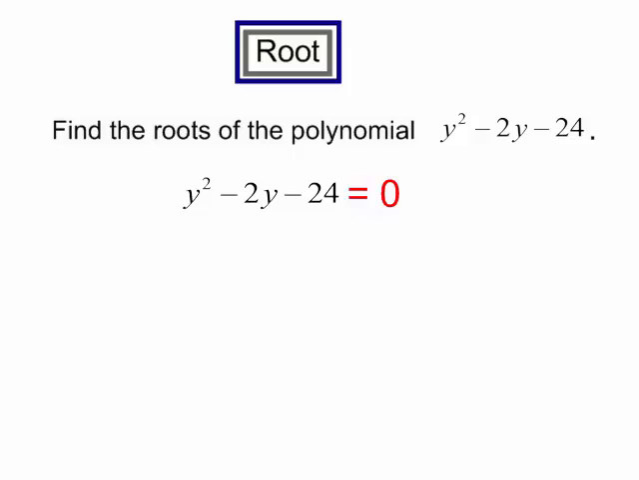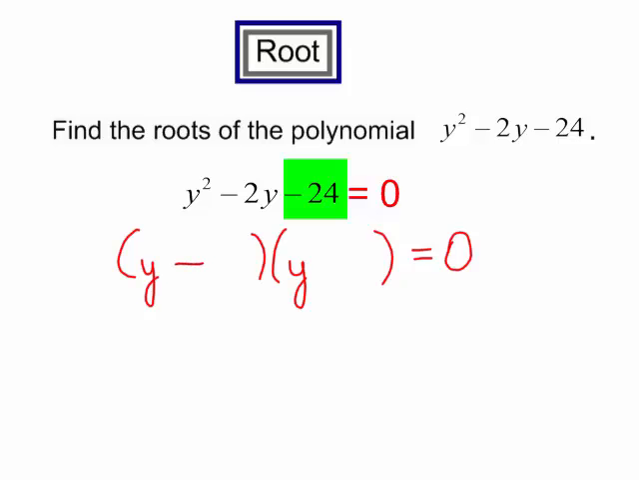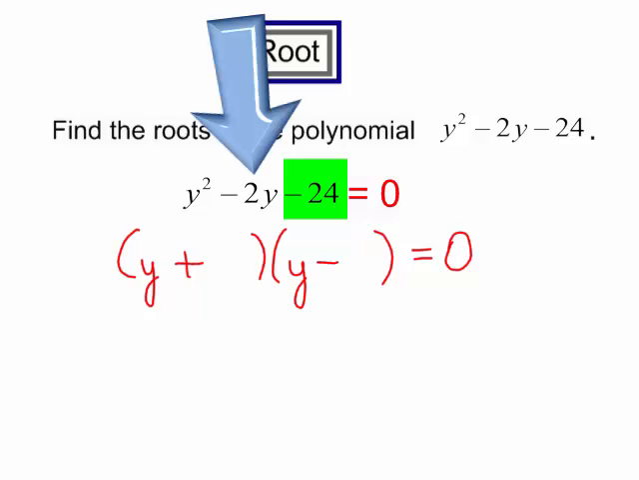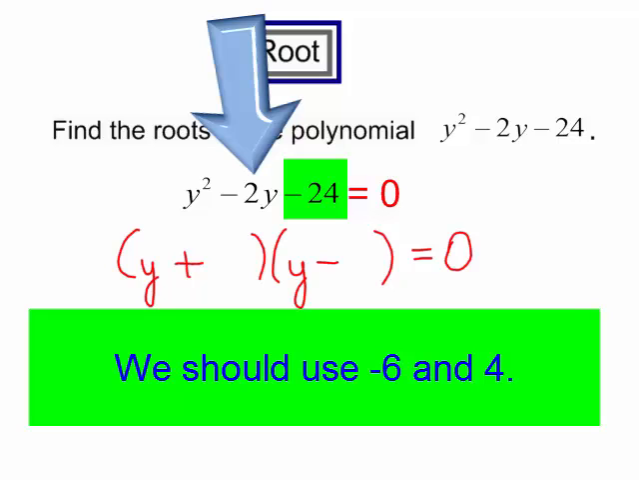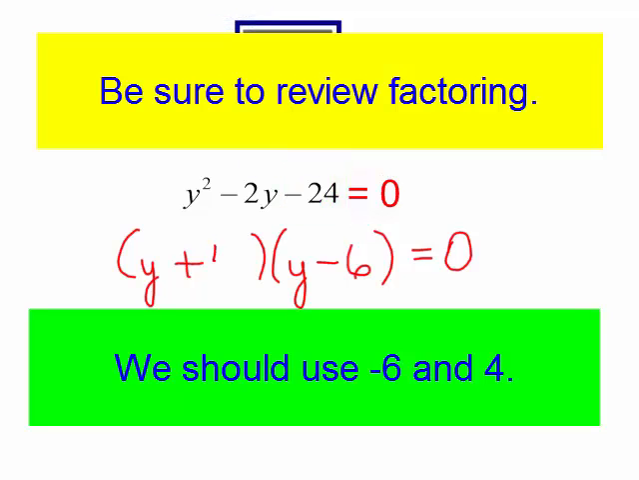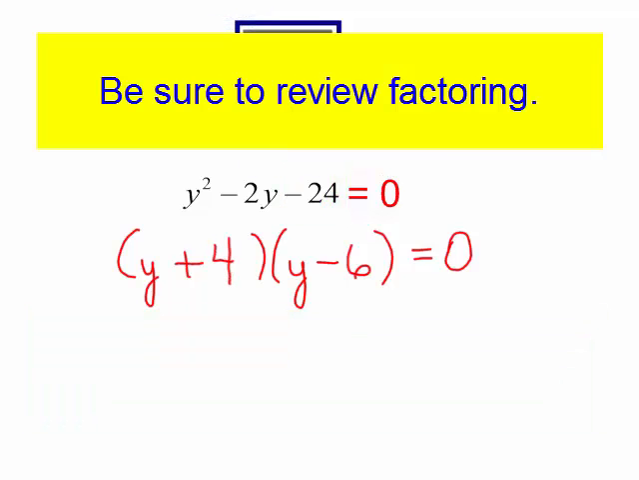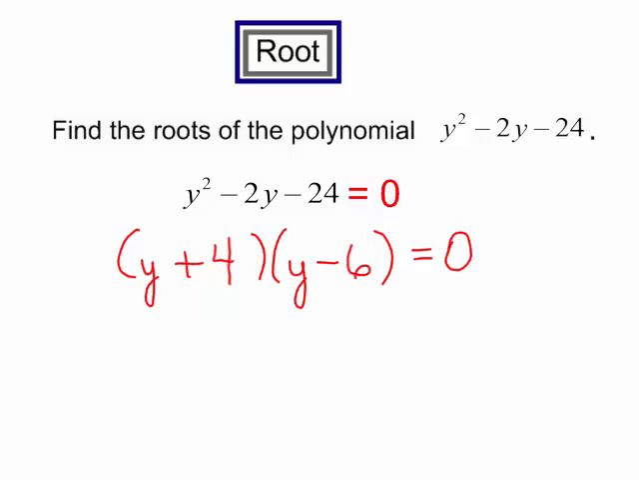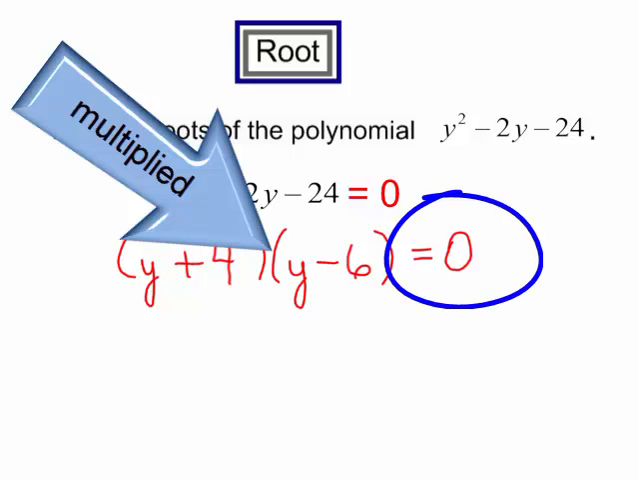I will set it equal to 0, and I do see that this is a quadratic equation, and we need to factor this. What can I multiply to get -24? Well, I will have a positive times a negative, which means I will be subtracting to get to the middle. I'm going to use 6 and 4. The middle term is a negative, so I will put my largest number by the negative. Let's carry on. I have y plus 4 times y minus 6, and it's equal to 0.